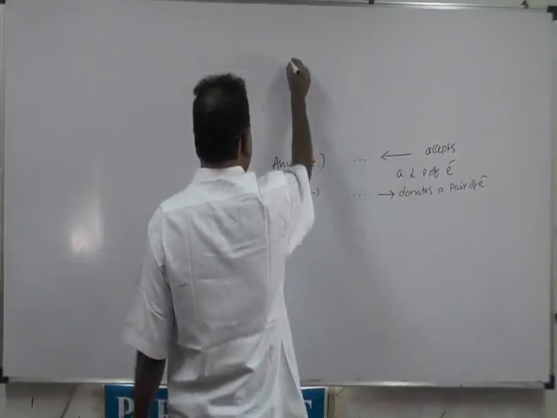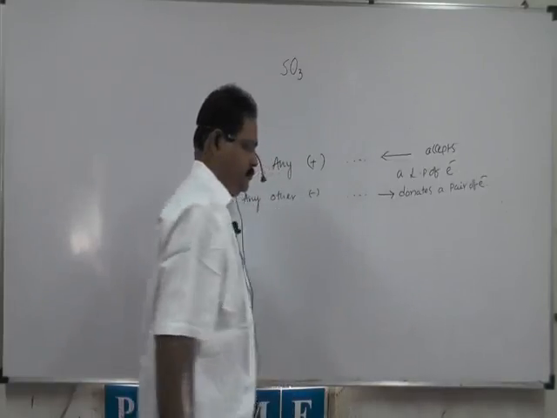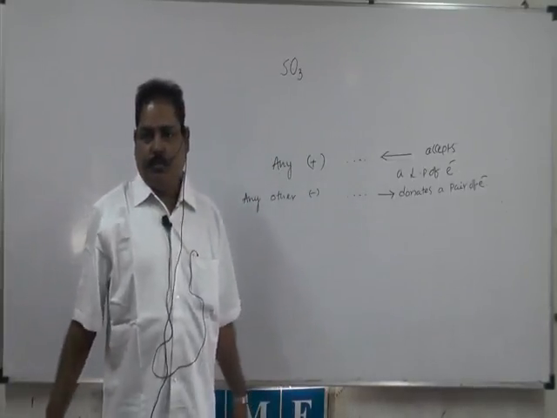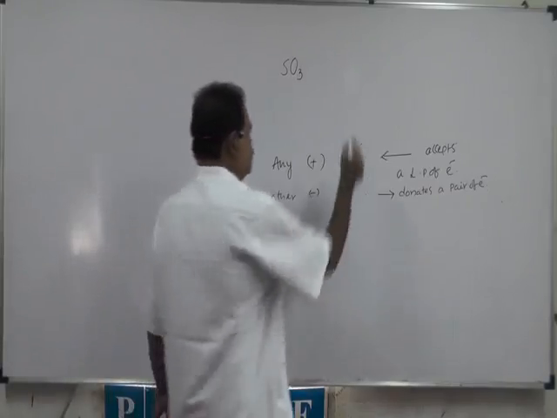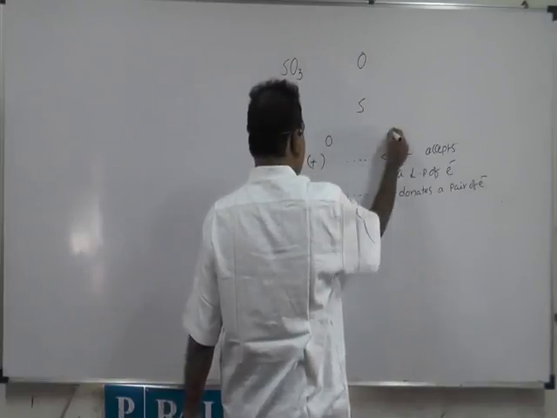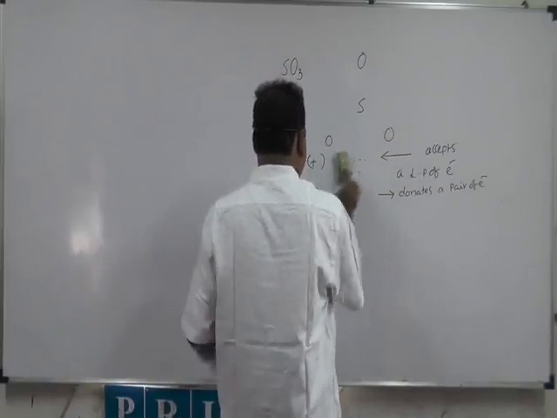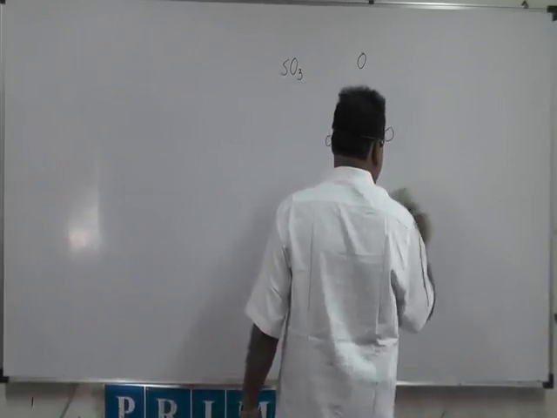Let's give some examples. SO3. How do you draw the structure? One sulfur, the central atom. Three oxygens. What is the role of oxygen? As we mentioned, forms two bonds. Two bonds. Never say double bond.